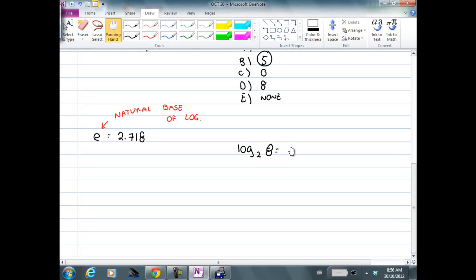I'm looking for the answer. What is the answer going to be? 3 is correct. Okay. See, this base is just a number. I can have any number here I want. Okay. Your base could be anything.